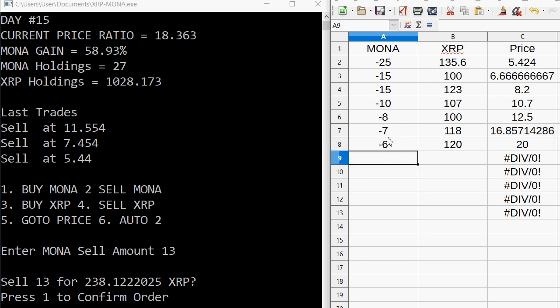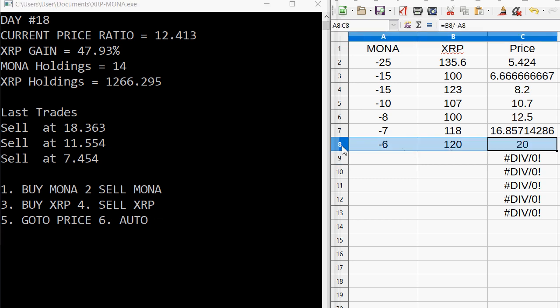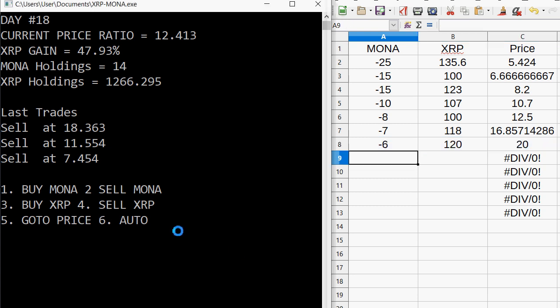So I've seen the ratio go from 5 all the way up to 20. That's how it goes. And Mona's up 9.8%, but now we have a Ripple at 47.93. So I can harvest some of these. We got the ratio down to 12. I can take out both of these if I wish. But for now, I'm just going to eliminate this one here.